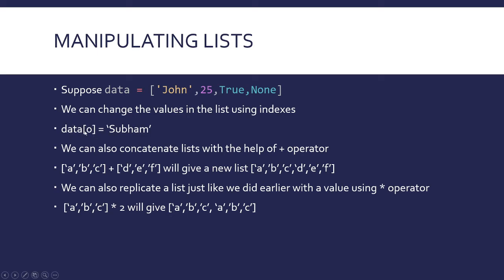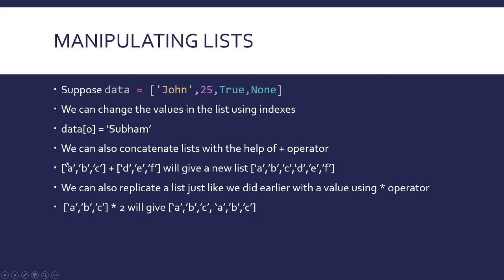So here I am changing the 0th index of the list to another string. It will run fine, it will not give any error. But whenever we print this data after that, it will show Shubham instead of John, because it replaced that with Shubham. We can also concatenate lists with the help of the plus operator.